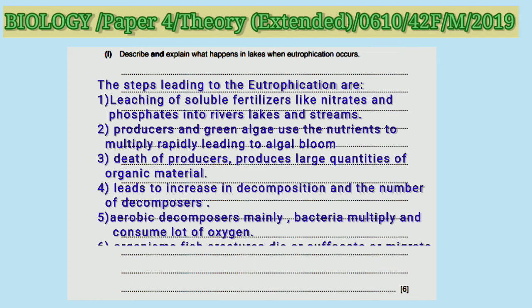Third, death of producers produces large quantities of organic material. Fourth, this leads to an increase in decomposition and in the number of decomposers. Fifth, aerobic organisms or decomposers, mainly bacteria, multiply and consume a lot of oxygen. Sixth, organisms like fish and other creatures die, suffocate or migrate due to lack of oxygen.